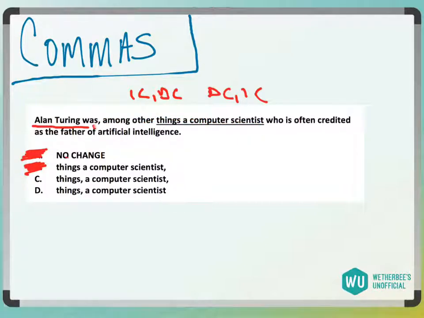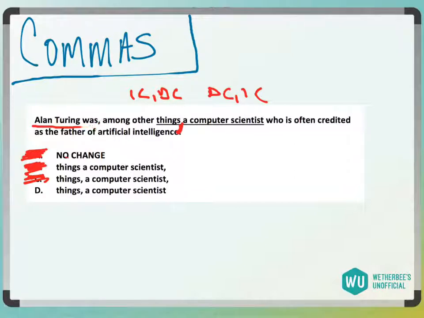Answer choice C would be putting a comma. So we'd have our comma here, and then we'd have our comma after this. Alan Turing was a computer scientist. That sounds really good. But then we would have scientist, comma, who is often credited as the father of artificial intelligence. And we wouldn't want to put a comma in front of the who here.